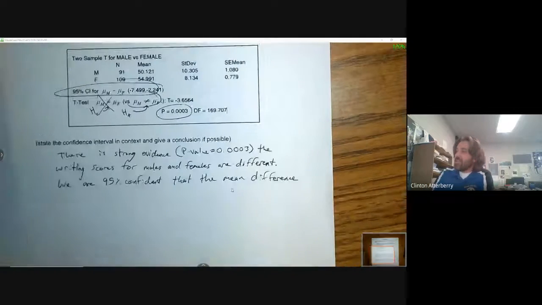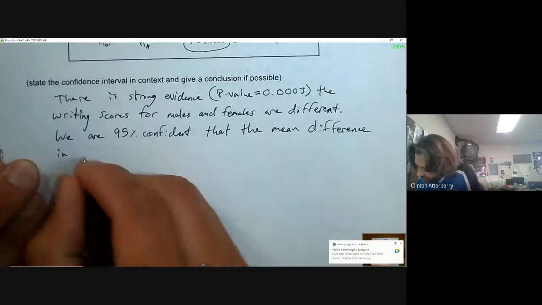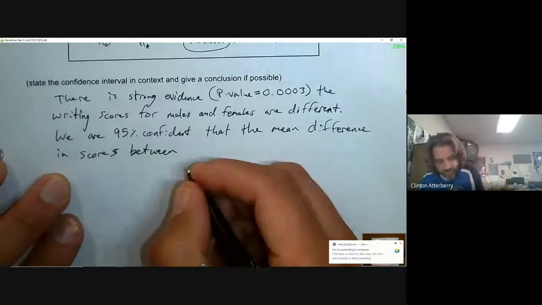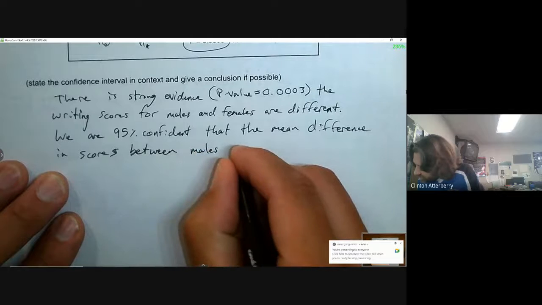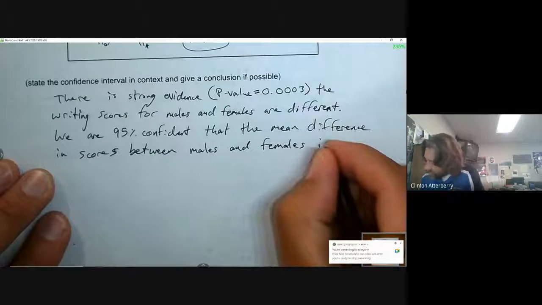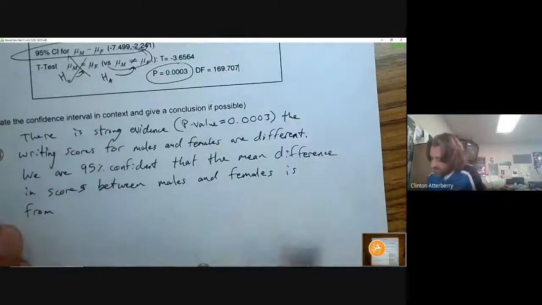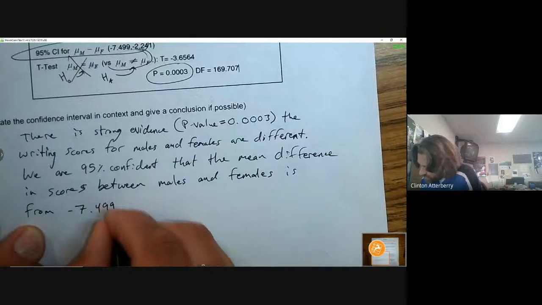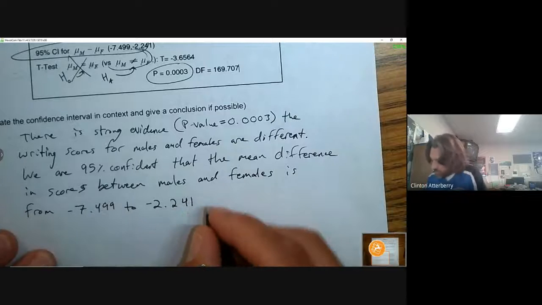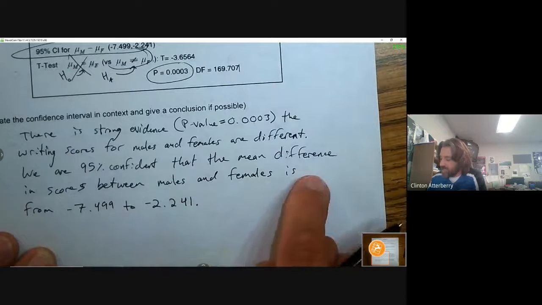So we can say, we are 95% confident that the mean difference in scores between males and females is from negative 7.499 to negative 2.241, period.